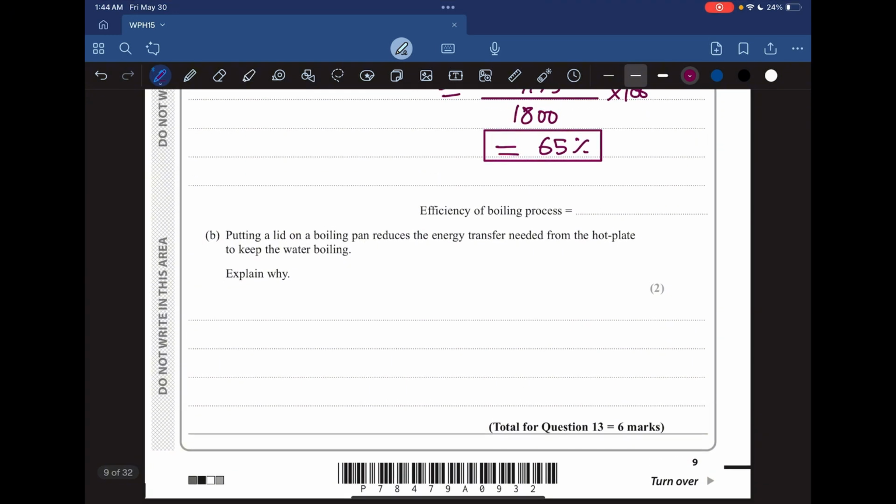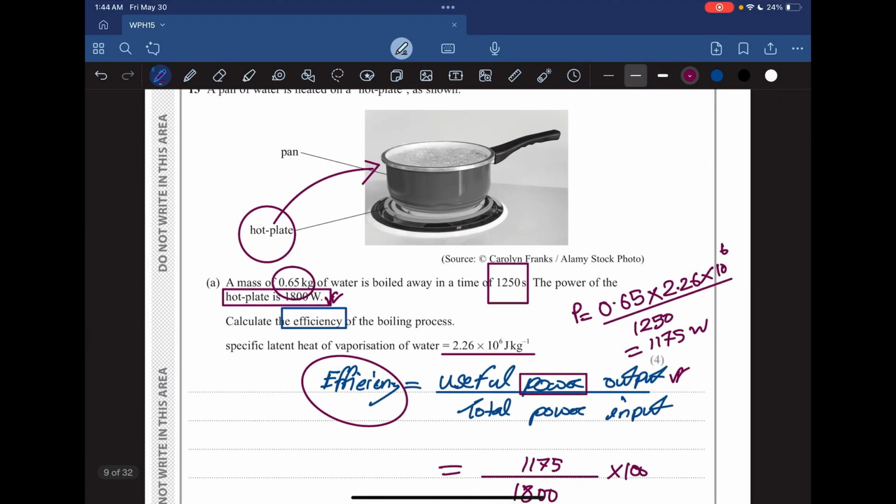Now moving on, the next part says putting a lid on a boiling pan reduces the energy transfer needed from the hot plate to keep the water boiling. So basically when you put a lid on the boiling pan, the only thing that comes to my mind is, let's say I am putting a lid right here on the boiling pan. If there wasn't any lid, then the liquid that was vaporizing would have escaped, right? The vaporized liquid would have escaped.